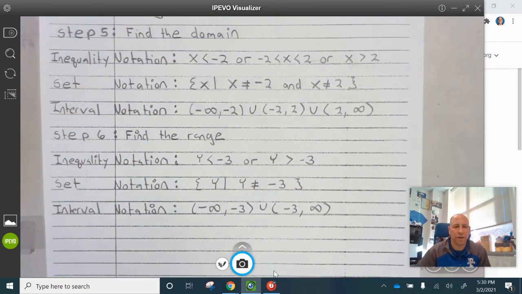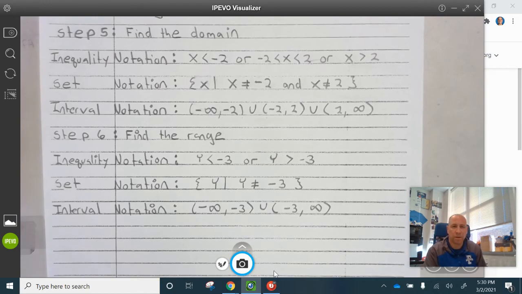Step 6, find the range. Inequality notation is y is less than -3 or y is greater than -3. And set notation is y such that y does not equal -3. And interval notation is from -infinity to -3 or from -3 to infinity. Okay, go ahead and finish up step 5.